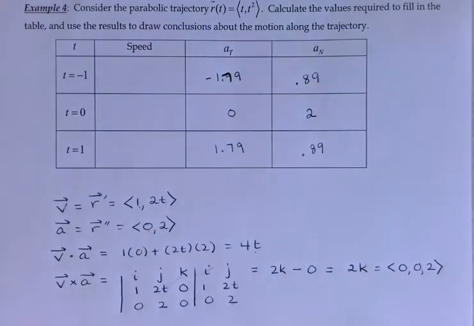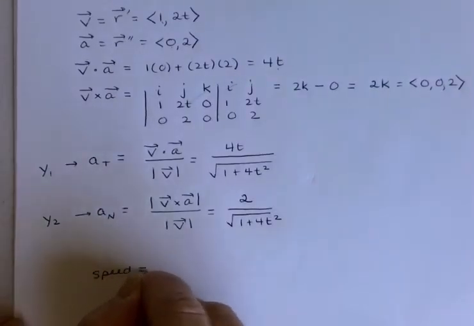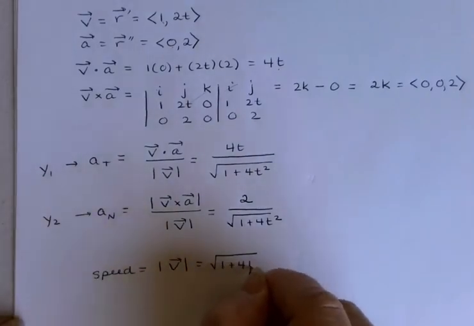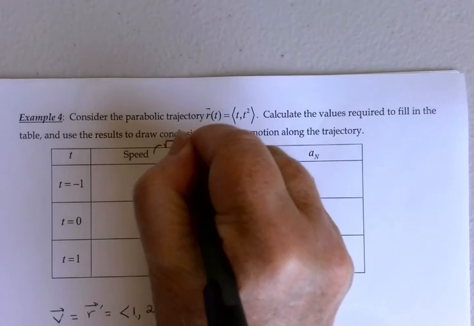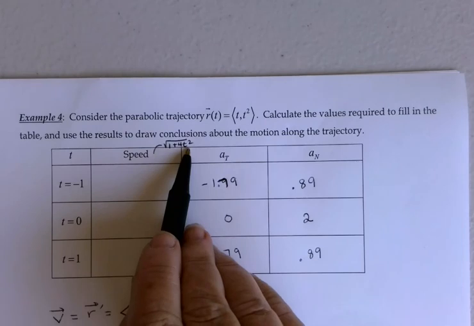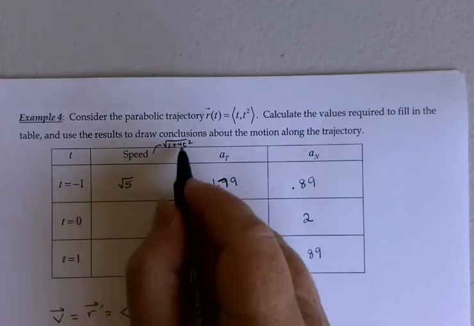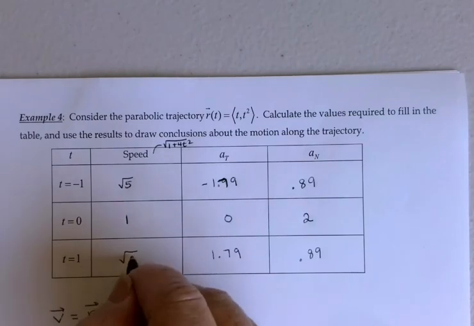One other thing that's listed here, and that's the speed. Speed, of course, is just the magnitude of the velocity vector. So I'll just mention down here somewhere, speed, magnitude v, is just the square root of 1 plus 4t squared. And we should be able to do that pretty easily in our heads. If t is negative 1, I would get the square root of 5. If t is 0, I'm going to get the square root of 1, which is 1. And when t is positive 1, I get the square root of 5 again.